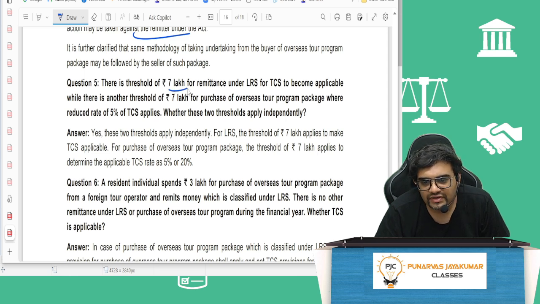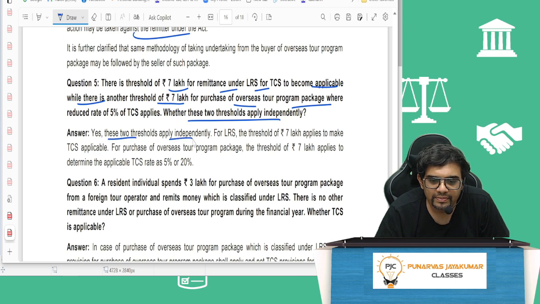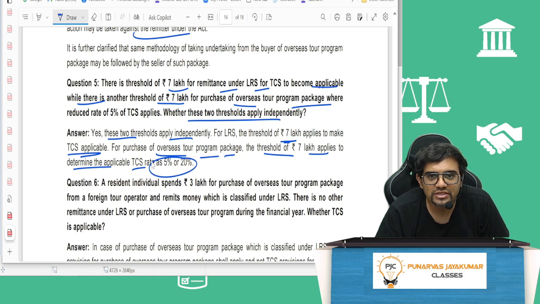There is a threshold of 7 lakh for remittance under LRS for TCS to become applicable, whereas there is another threshold of 7 lakh for an overseas tour program package. Are they independent? Yes, these thresholds apply independently. For LRS, 7 lakh applies to make TCS applicable, because up to 7 lakh there is no TCS. For purchase of an overseas program package, 7 lakh applies to determine the TCS rate, whether it is 5% or 20%.